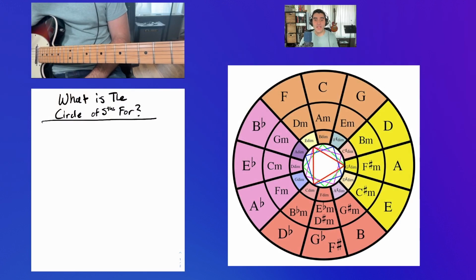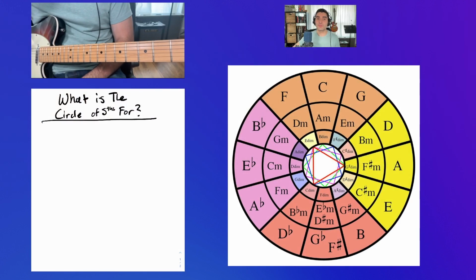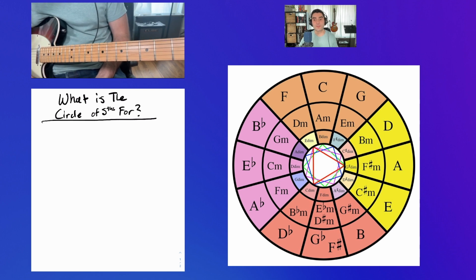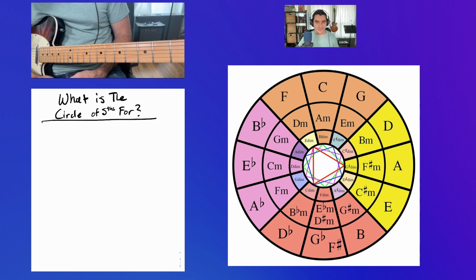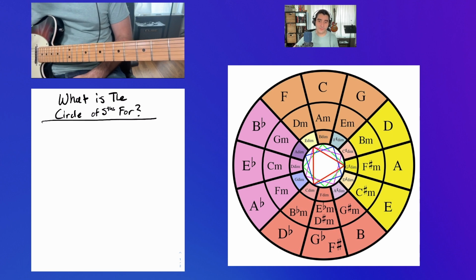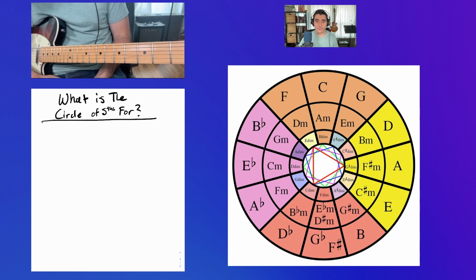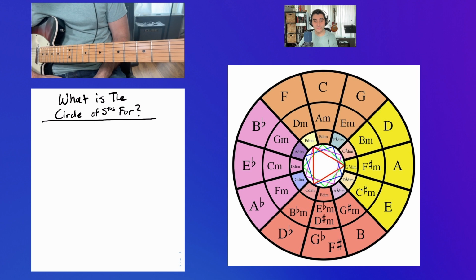So up here, I compiled a couple of different versions of the circle of fifths that I've seen posted on various music theory Facebook groups. Let's take a look at these for a second. This is one version of the circle of fifths. There's a lot of stuff going on here, with some shapes in the middle too. Not sure exactly what we're supposed to do with this.